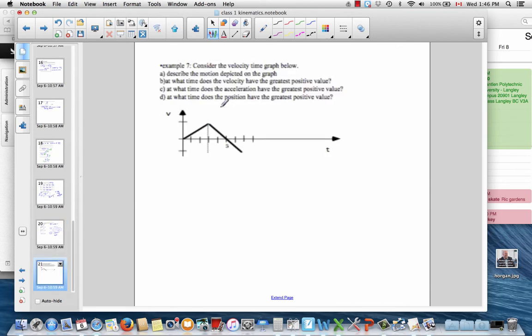Here's a graphing exercise for you to try. Now here we're given the velocity time graph, and we just want to answer some interpretation questions about it. So pause the video and try this one out.